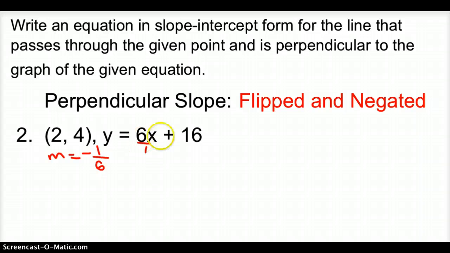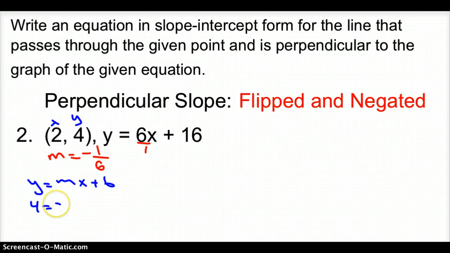Notice that this equation and point are the same as number 1, but look what happens when I have a perpendicular slope. I put 1 over 6 and negate it. So here we go again. Once you find your slope, it's the same steps as yesterday. X, y, plug them in. We have 4 equals negative 1/6 times 2 plus b. Simplified, it goes 4 equals negative 2 over 6, if I can fit it on the screen, plus b.